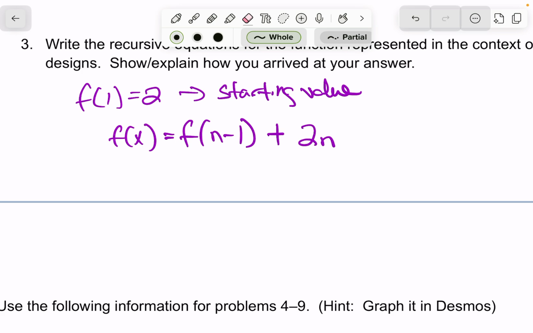And just to summarize, for your explicit, that means you're plugging in any figure number to get squares, and we know our rule was f of x equals x squared plus x. Then for recursive, that rule means that you build the next design using the last one. And this is our recursive right here.